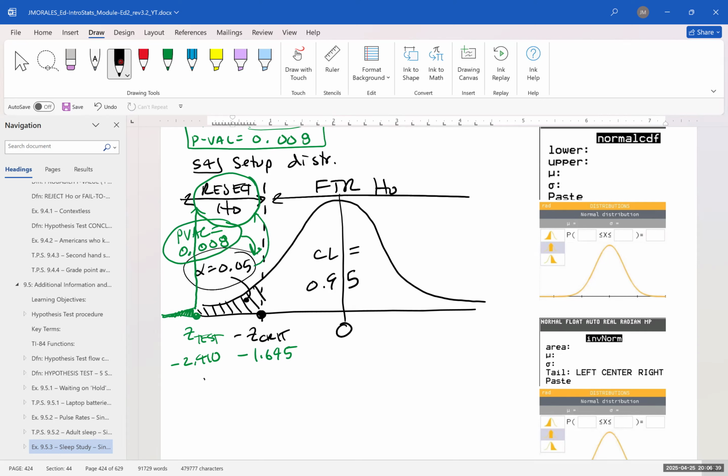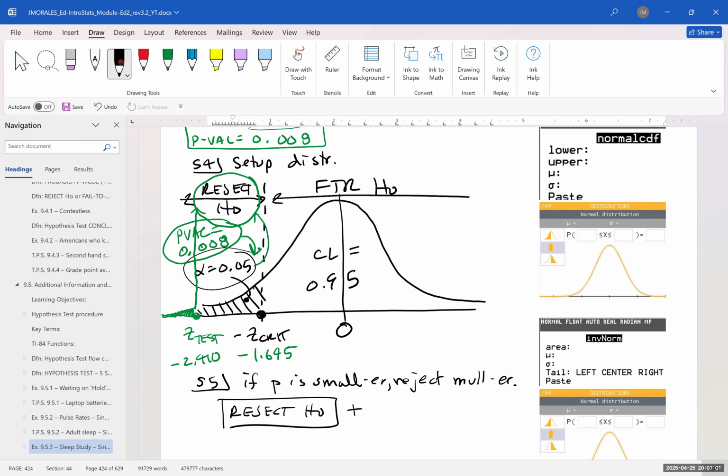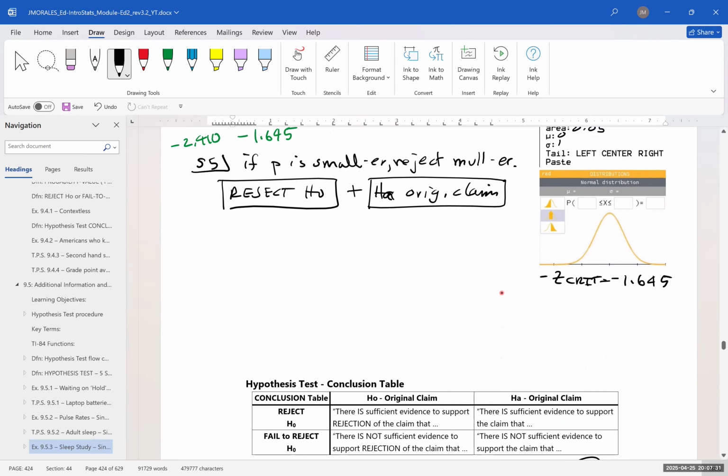Okay, so let's go to step 5. If p is smaller, then you reject the null. So we're going to be rejecting the null hypothesis, and the alternate hypothesis was our original claim. Before I forget, let me put my information here on the side. There we go. Let's come down and start with formulating our conclusion. Reject the null, alternate is our original claim. That's going to point to this outcome right here.